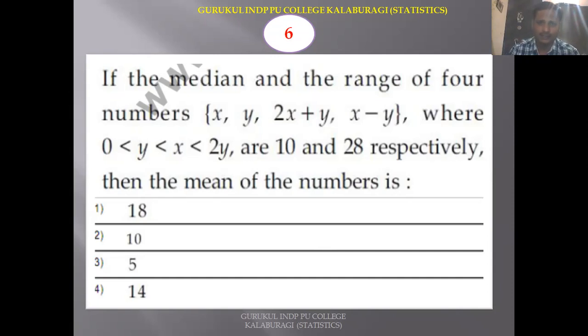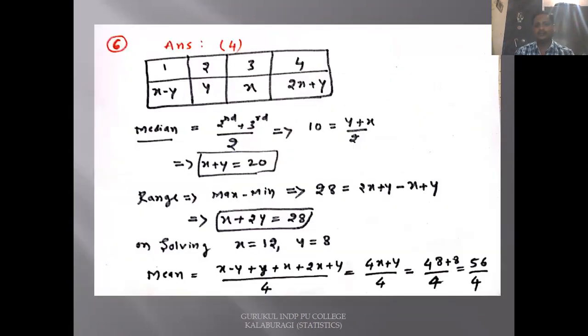The median and range are given as 10 and 28 respectively. Then they asked to find the mean of the numbers. So after getting the values of x and y, we can find the mean. First we calculate the x and y values. Before that, we need to arrange the given data in increasing order to calculate its median and range.